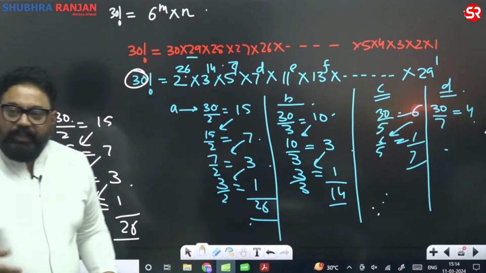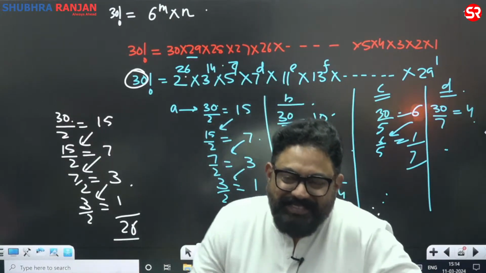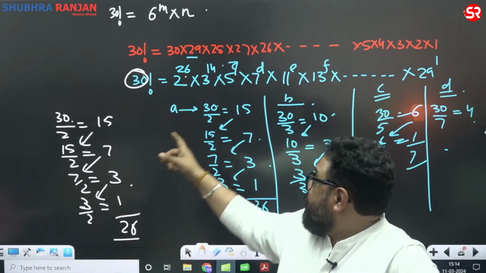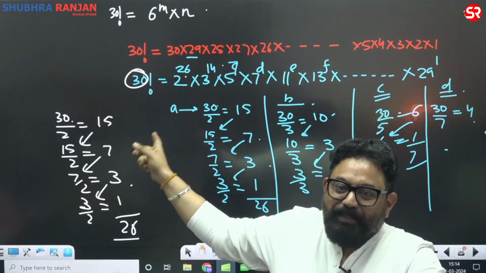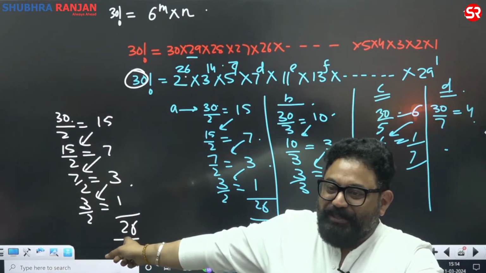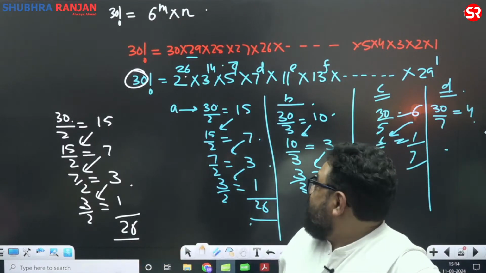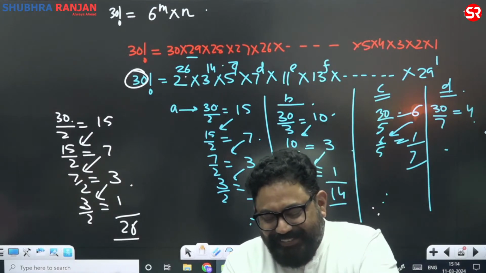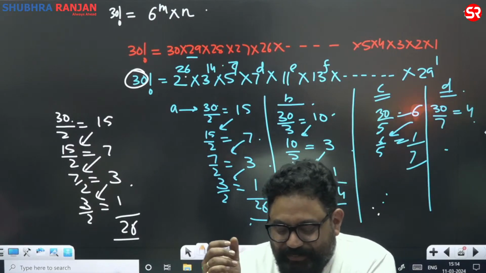Now if you do 30 by 6, I would kill you by my own hands, because the method was working only for prime numbers. Note this down. This method would only work to find the power of prime numbers in a factorial. So you cannot say 30 by 6 which is equal to 5. First option would be 5. Now you talk sense. 6 was the right answer.